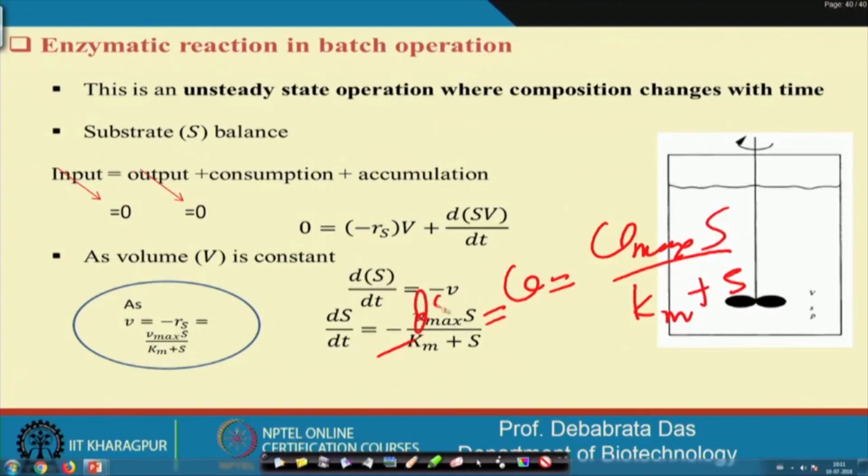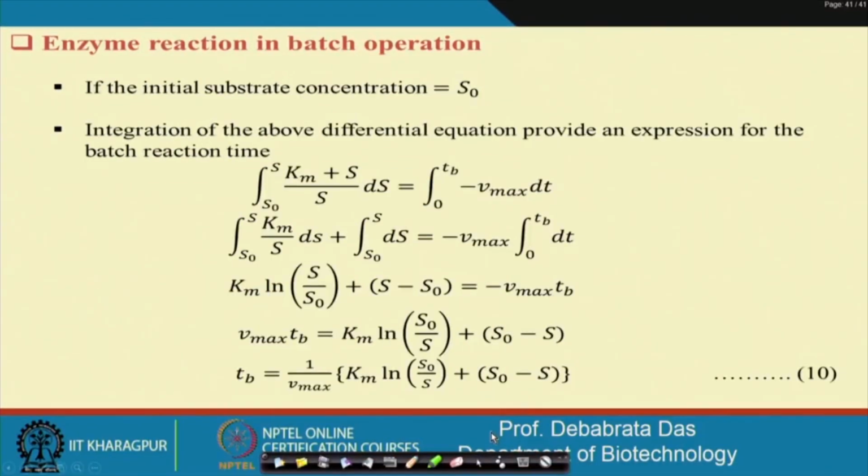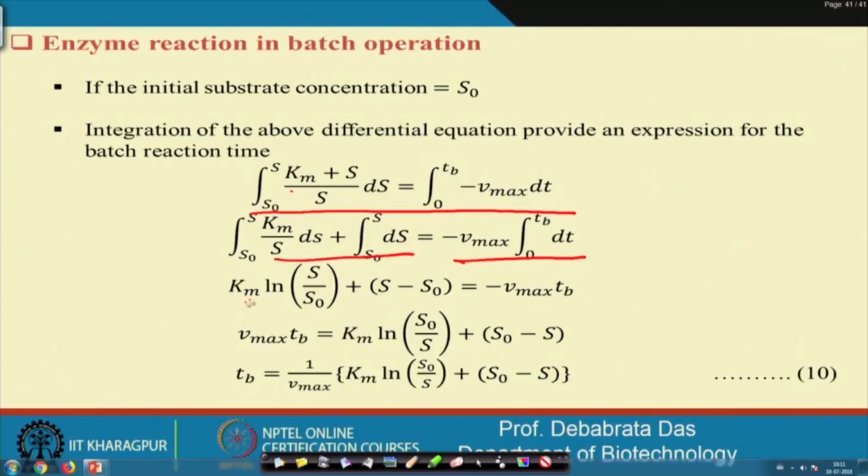Now what we can do, this is equal to minus ds by dt. Now I can bring it here, we can exchange like this, and if we exchange, then we come across this kind of equation: (Km plus S) by S into ds. So this equation will come. Then if you analyze this, this will be Km into ds by S, and then ds by S is d ln S.